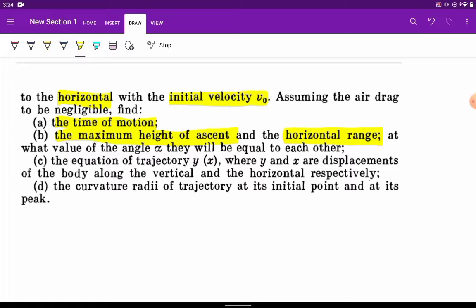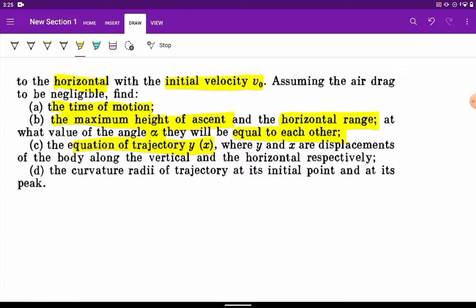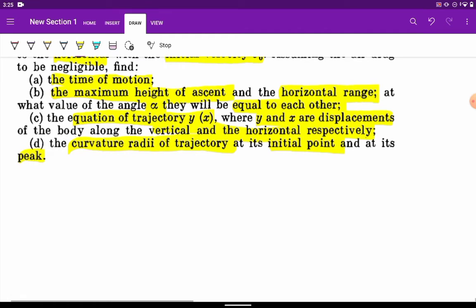At what value of the angle alpha will the maximum height of ascent and the horizontal range be equal to each other? Then, the equation of the trajectory, y in terms of x. We have seen some problems before in which y was given in terms of t and x was given in terms of t. It's very simple to calculate y of x after that. So basically the equation of trajectory, where y and x are displacements along the vertical and the horizontal respectively, and the curvature radii of the trajectory at its initial point and at its peak. Okay, let's start.